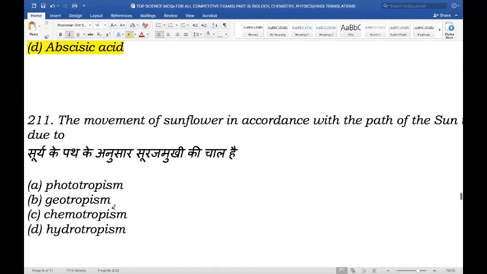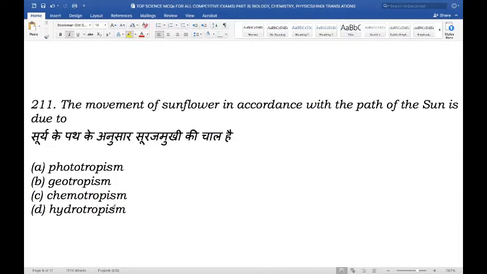Moving on to the next question. The movement of sunflower in accordance with the path of the sun is due to, is it A, phototropism, B, geotropism, C, chemotropism, or D, hydrotropism?